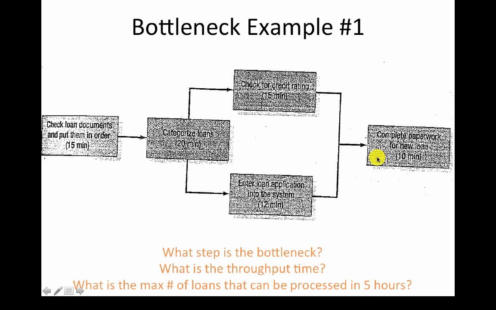So what is the maximum number of loans that can be processed in 5 hours? If you think back to that previous example, we took the available time, and then we divided it by the amount of time for that bottleneck step. So 5 hours, you would have 300 minutes. So 300 minutes divided by the 20 minutes for that step, and that means you could have 15 people come through in 5 hours, or 15 loans.